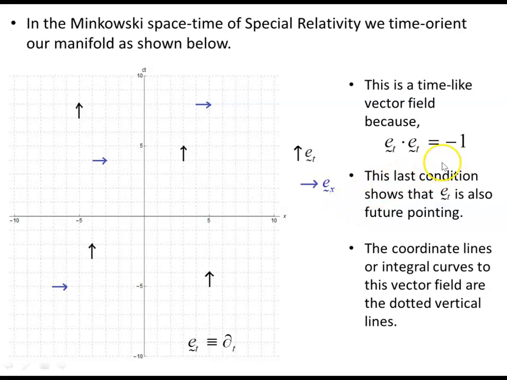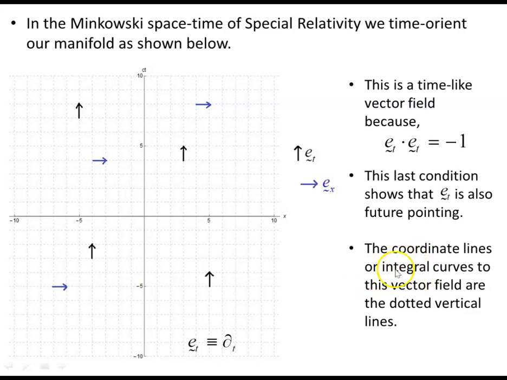Now, this last condition is a condition for a vector to be a time-like vector and a vector field to be a time-like vector field. This last condition shows that ET is also future pointing. So if you ever want to know if any given particular vector is future pointing, then what you do is you take the inner product of that unknown vector with a vector that you know is future pointing, in this case ET, and if you get the negative result, given the metric I've described earlier, then you know that that vector, whatever it may be, is future pointing. So this vector field we can show is not only time-like but also future pointing.